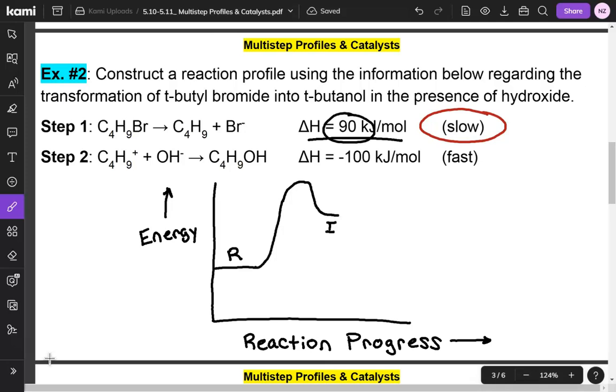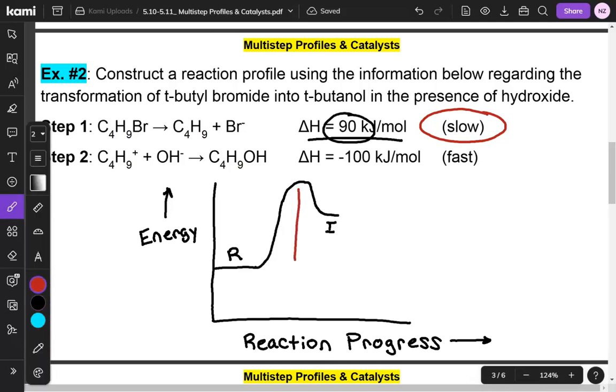The next step is our fast step. So my activation energy should not be as high as the first step. The activation energy here, we can label this EA1, should be greater than our second step. Our second step is also negative, meaning it's exothermic. So I should end with less energy than I started with. So I'm releasing energy. So let's do a smaller hill here, and then let's end up down here perhaps.